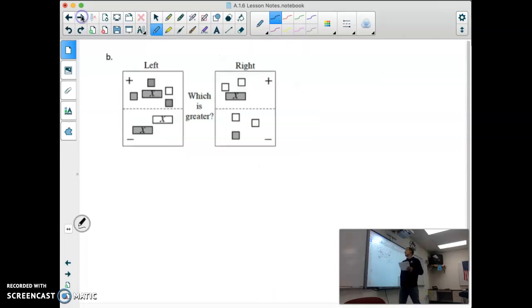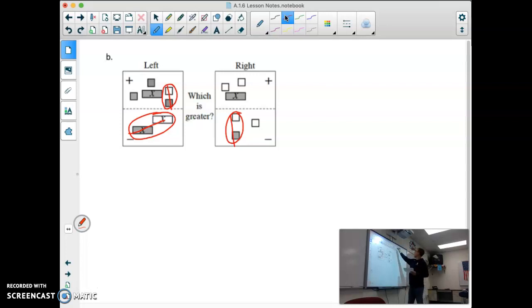So let's move on to part B. Again, we're doing the exact same thing. We want to figure out which expression is greater. So let's start by canceling zero pairs. We have a zero pair of X tiles right there. We've got a pair of 0 tiles right there.